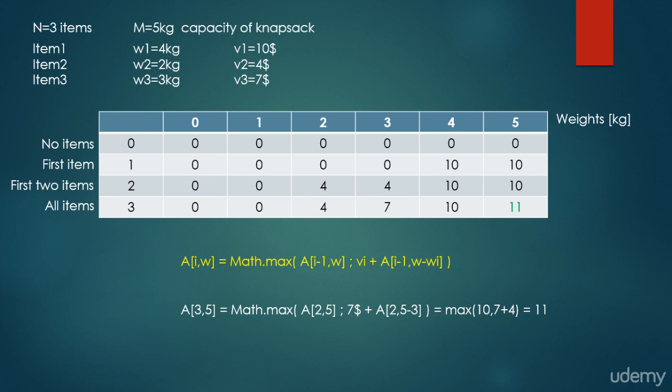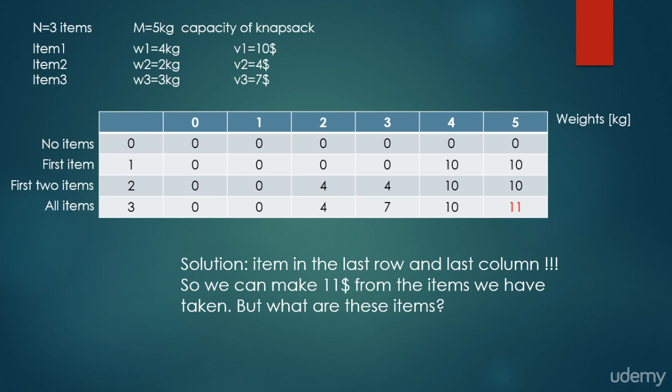So we have filled our knapsack table. The solution is the item in the last row and last column. I colored it red. So we come to the conclusion that if we take the optimal items, we can get $11 at the maximum. So it is the feasible solution.